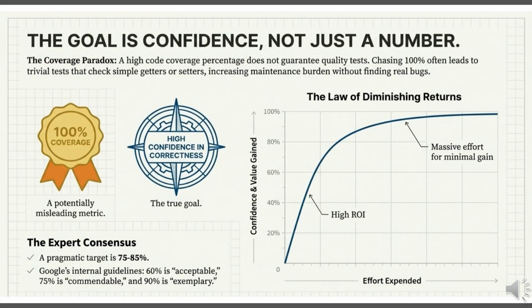The goal of testing isn't a number, it's confidence. Chasing 100% code coverage can be misleading. It often leads to trivial tests. Tests that check simple getters or setters. They add maintenance, but don't catch real bugs. What matters is meaningful coverage. Tests that prove your system works, that give you confidence in correctness. Expert consensus? Aim for 75 to 85%. Enough to catch issues, without wasting effort. Because beyond a point, more coverage means less value. Focus on what matters. Confidence, not just coverage.